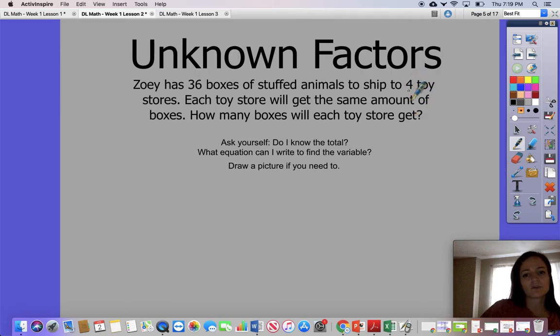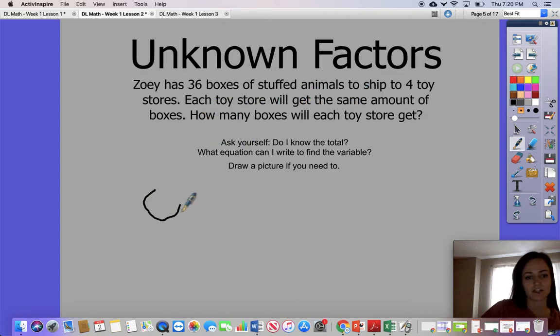So when we're multiplying and dividing, remember we're working with equal groups, right? We're breaking things apart in equal groups when we're dividing, or when we're multiplying, we have groups of something. When we're adding and subtracting, we're either taking away or adding to. But with this one, we have equal groups. So this one I know I'm multiplying or dividing because I have equal groups, because it says each toy store will get the same amount.